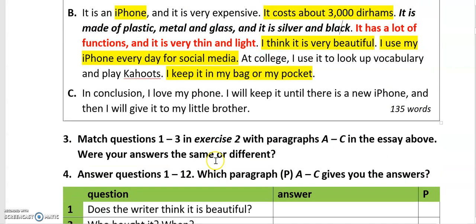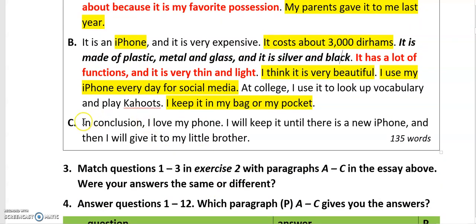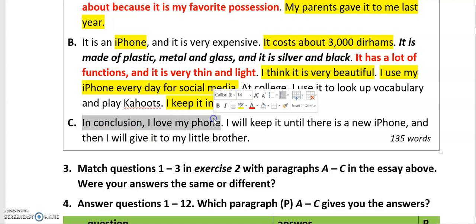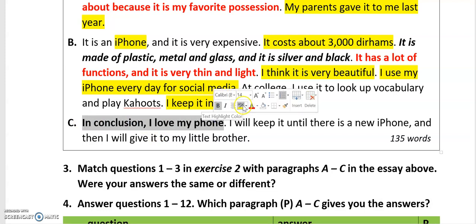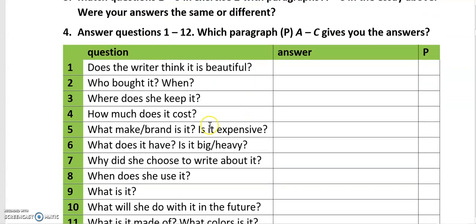Overall, what does she think of it? Overall is another phrase or signal word for in conclusion. Overall, she loves her phone. In conclusion, I love my phone.